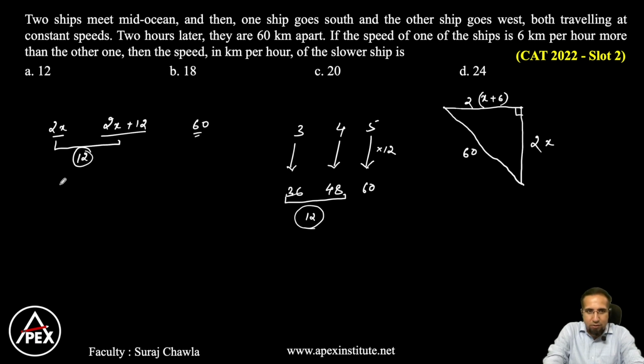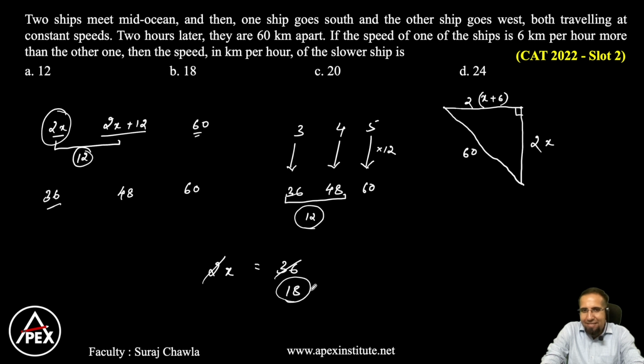That means 2x will be 36, 2x plus 12 will be 48, and the third side we know is going to be 60. Now the question is asking you to find the speed of the slower ship. Now I know that the slower ship speed is x. So in 2 hours, it has traveled 2x kilometers, which is 36. So the value of x becomes 18, and x is the speed of the slower ship in kilometers an hour, and therefore 18 becomes our required answer.